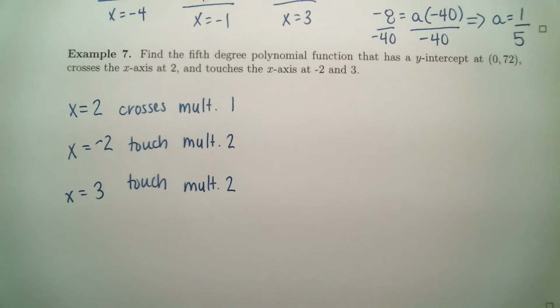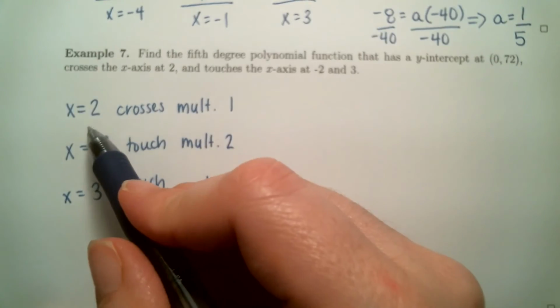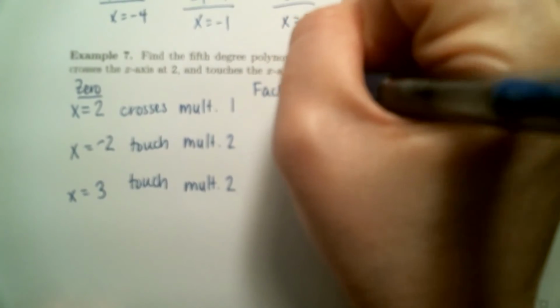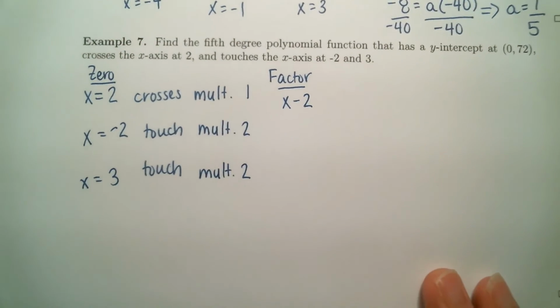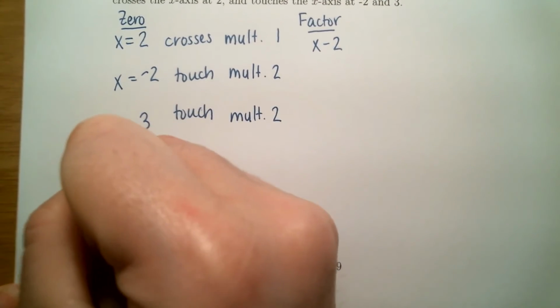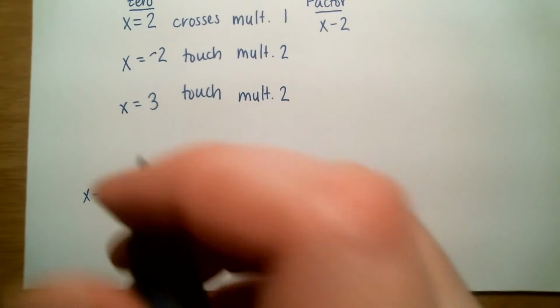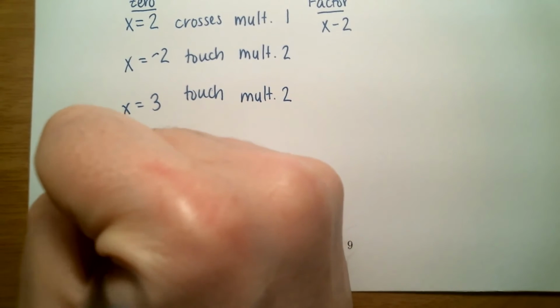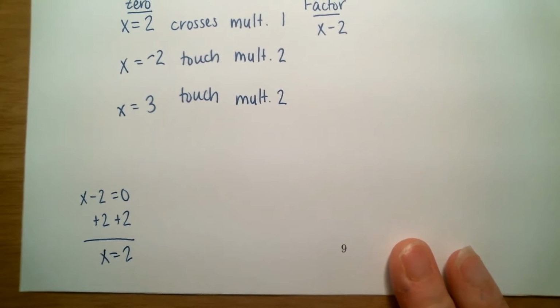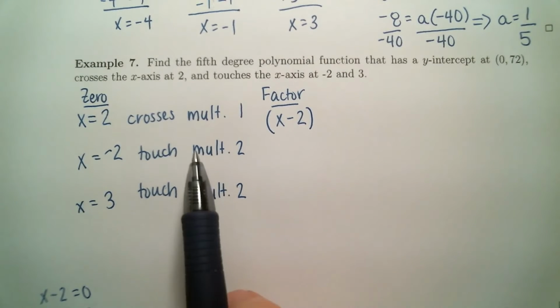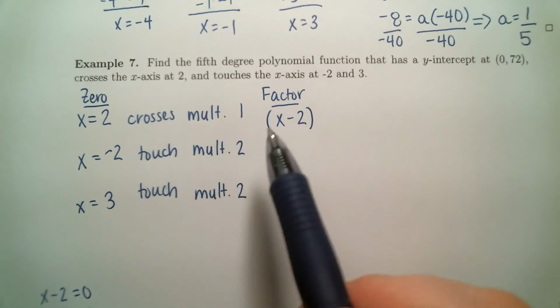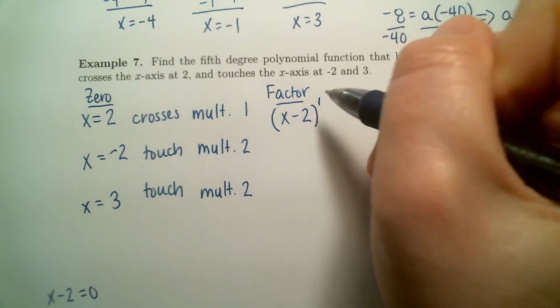Just like in example 6, you are going to start building the factorization for the formula. Let's start with x equals 2. Think about the factor. If x equals 2 is your zero, the factor has to be x minus 2. If we set x minus 2 equal to 0 and solve for x, moving the 2 over, you get x equals +2. So that's going to be your factor. I'll put parentheses around it. This zero has a multiplicity of 1, so the factor will be raised to the first power.